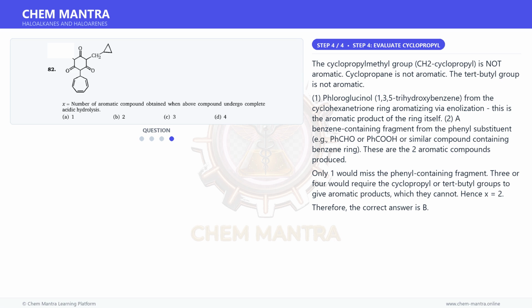2. A benzene-containing fragment from the phenyl substituent, for example PhCHO or PhCOOH or a similar compound containing a benzene ring. These are the 2 aromatic compounds produced. Only one would miss the phenyl-containing fragment. 3 or 4 would require the cyclopropyl or tert-butyl groups to give aromatic products, which they cannot. Hence X is equal to 2.